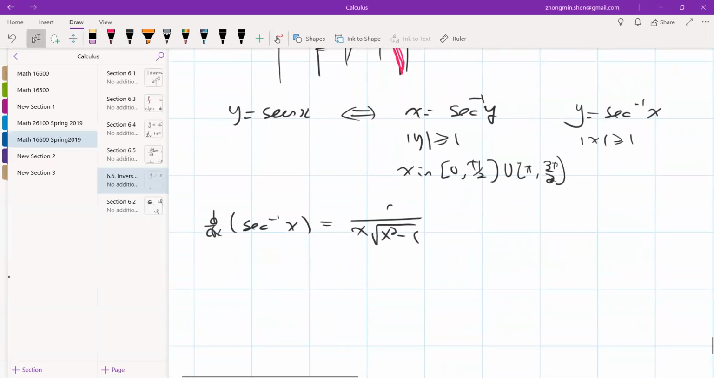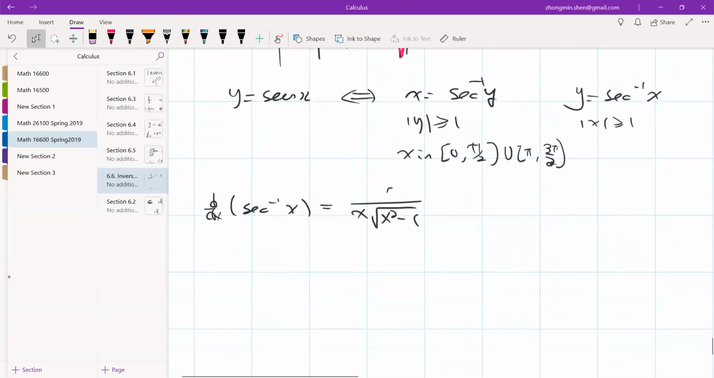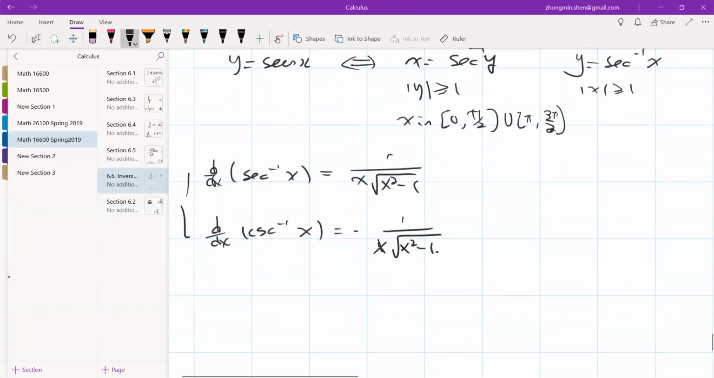Now the interval, I'm not taking the interval. So arccosecant, by similar argument, you can define this, then you can show that the derivative is going to be that. We are not going to show you how to find the derivative of this too, but this is what we need. All right, now we go back to the problem.